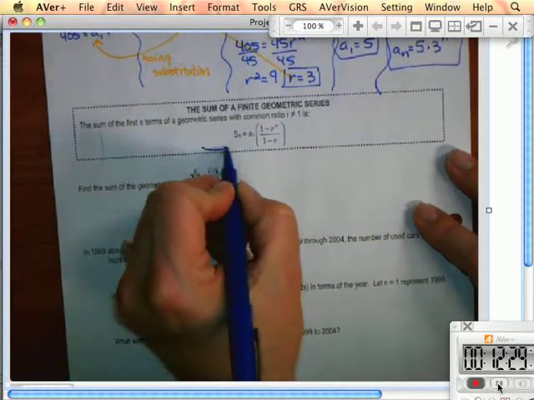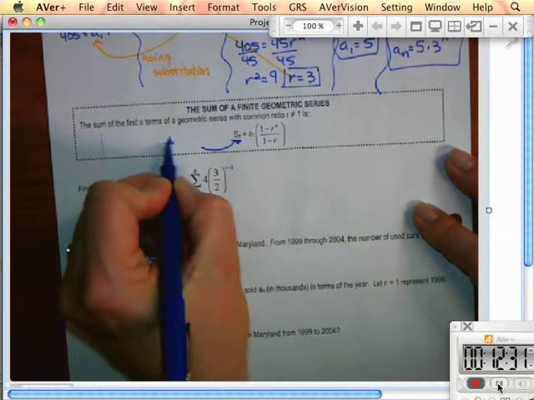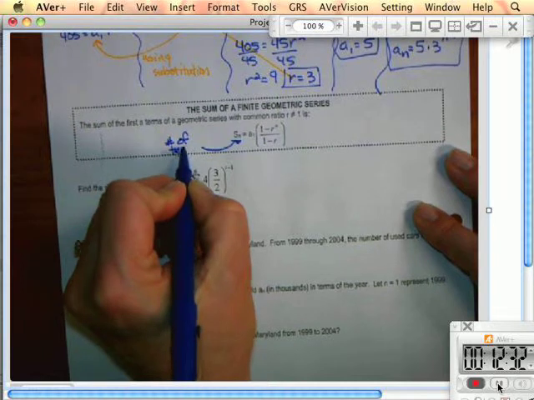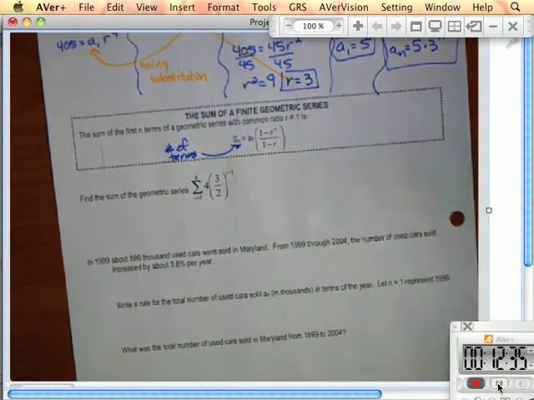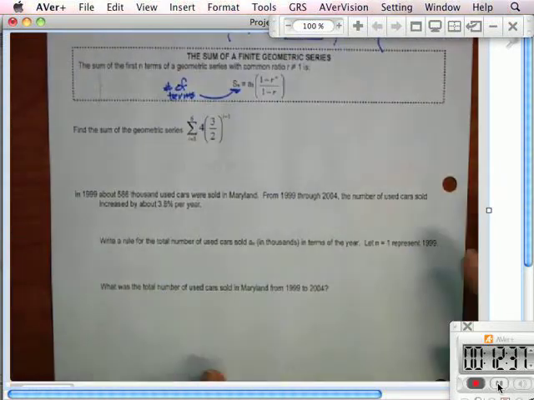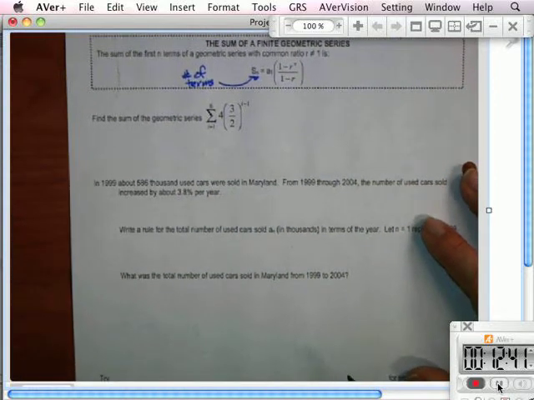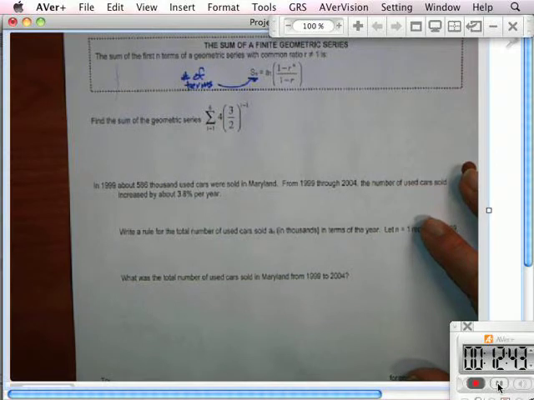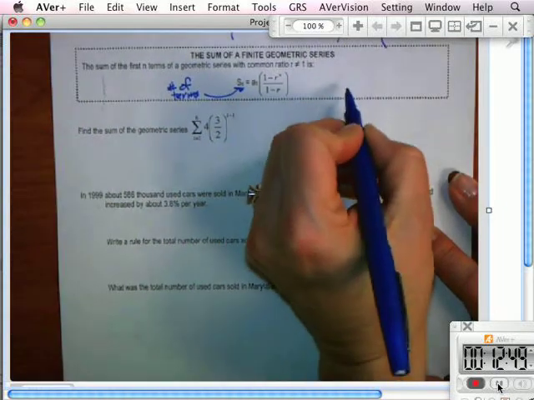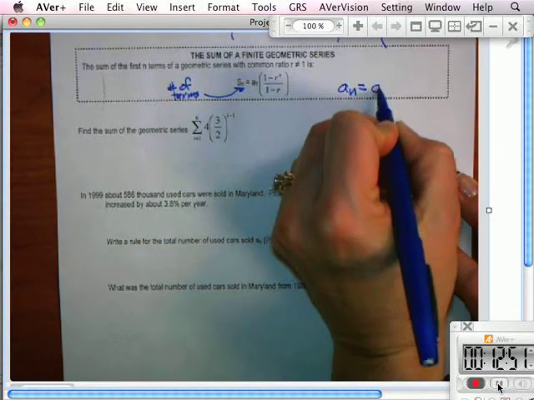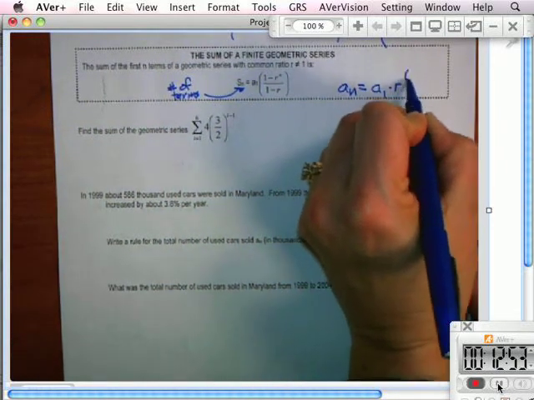N represents, again, the number of terms. All right, find the sum of the geometric series. It's a little bit different than the other one, but it's very workable. So, remember that A of n equals A1 times r to the n minus 1.